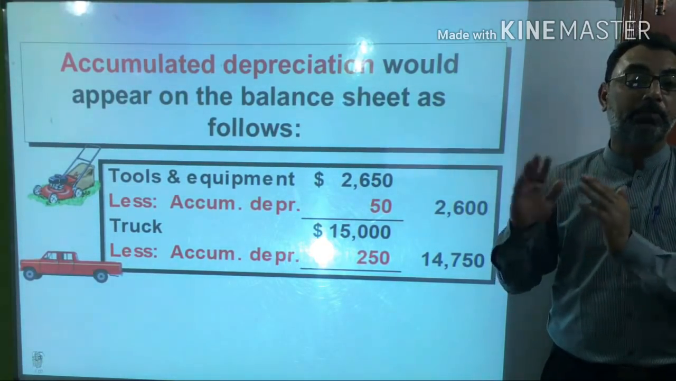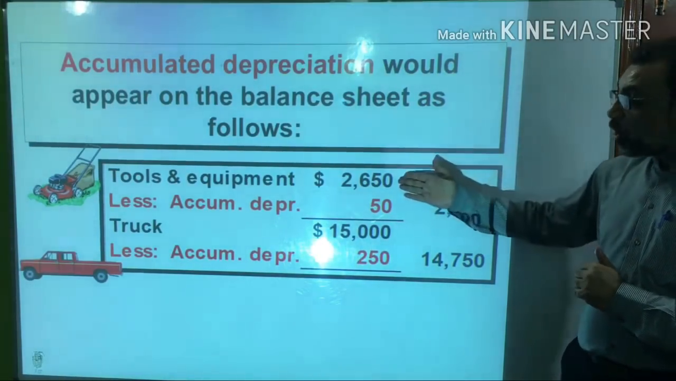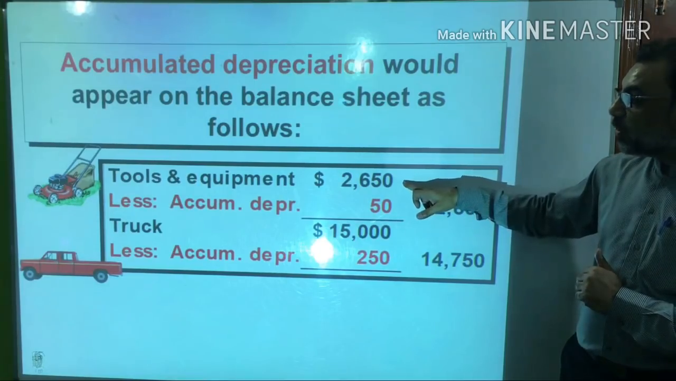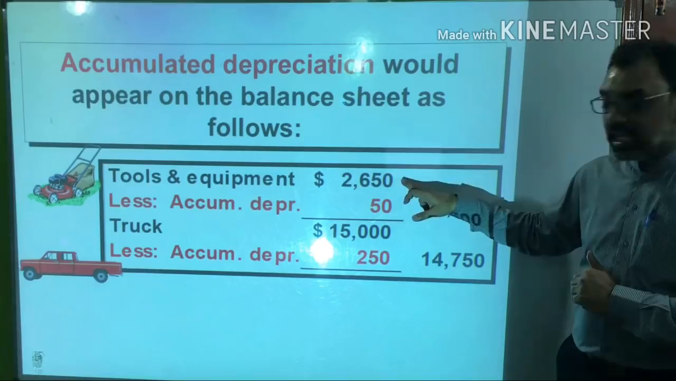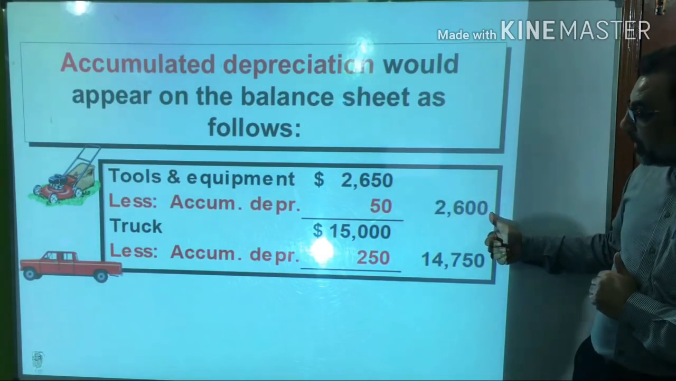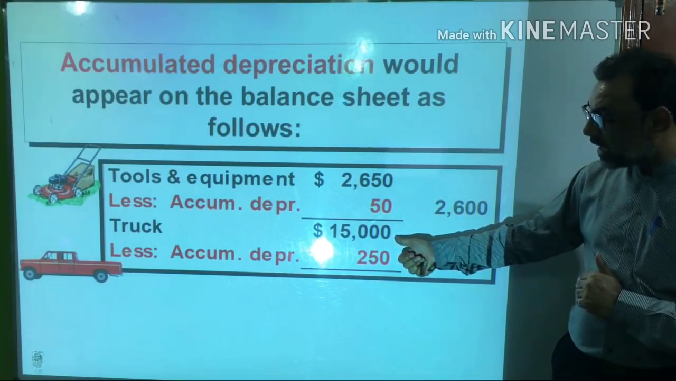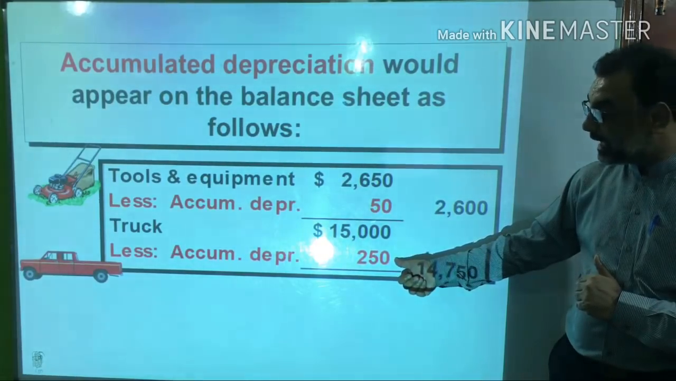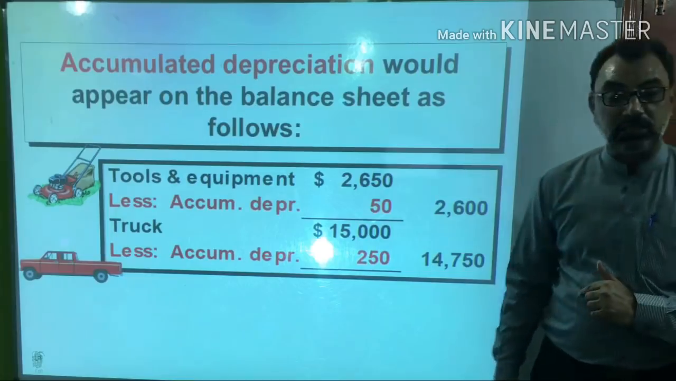This will definitely be brought forward in the balance sheet, and it will be subtracted from the cost of the plant to get the net book value. So you can see that the value of tools and equipment was 2650, and after subtracting the accumulated depreciation of 50, the net book value remained 2600. Similarly, the cost of the truck was 15,000, and subtracting 250, the depreciation accumulated till yet, you will get the net book value, or net realizable value, of 14,750.